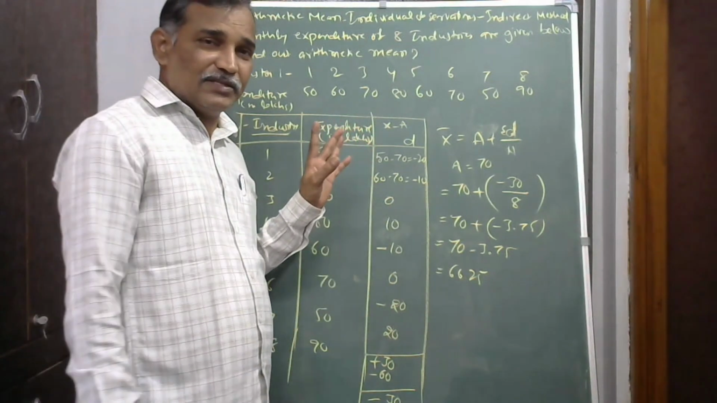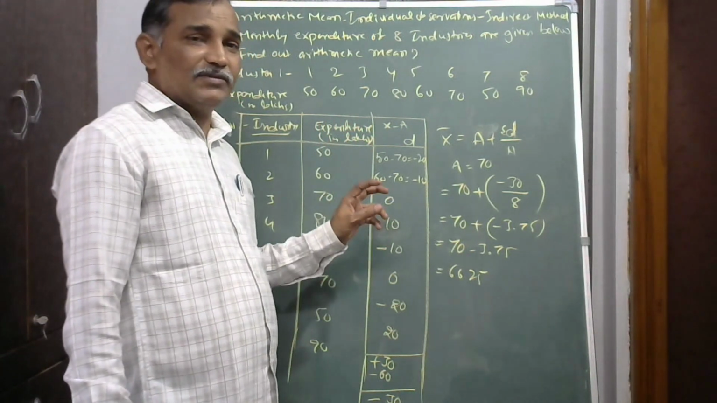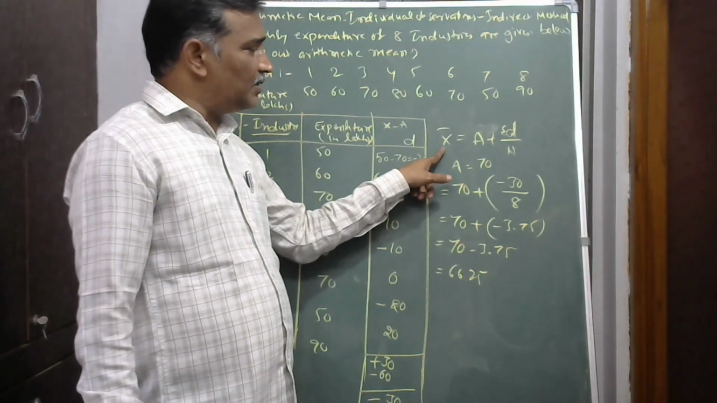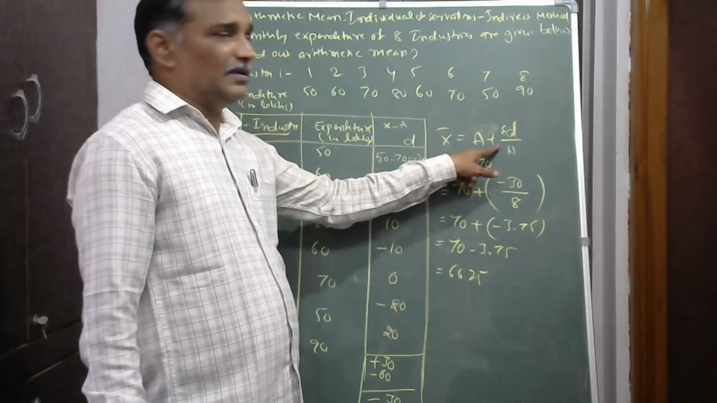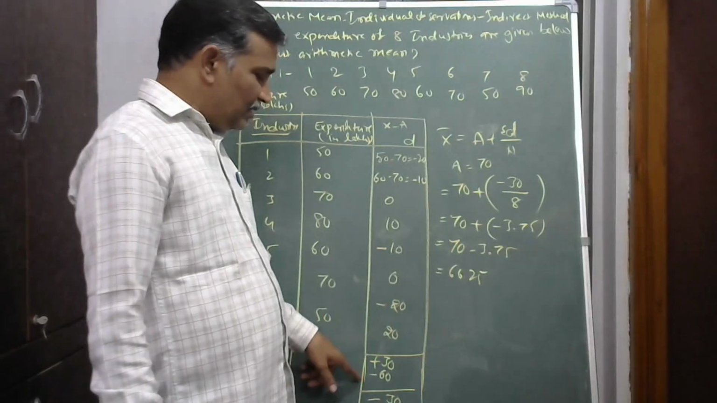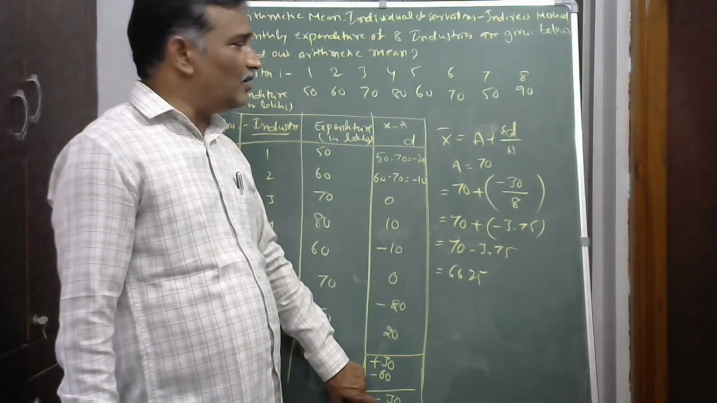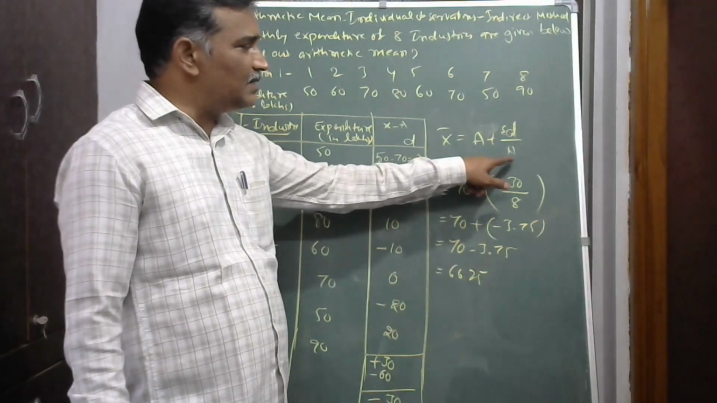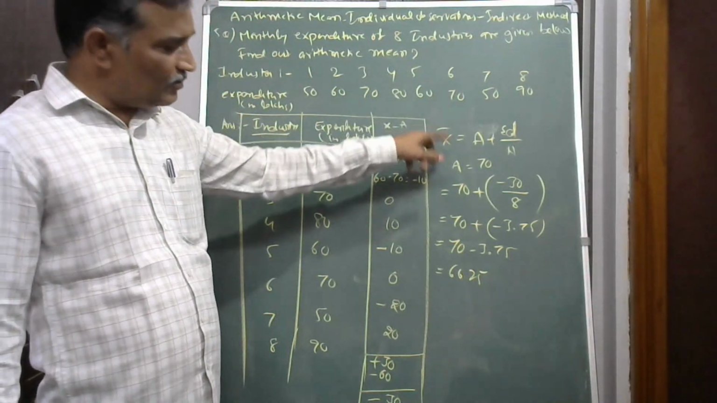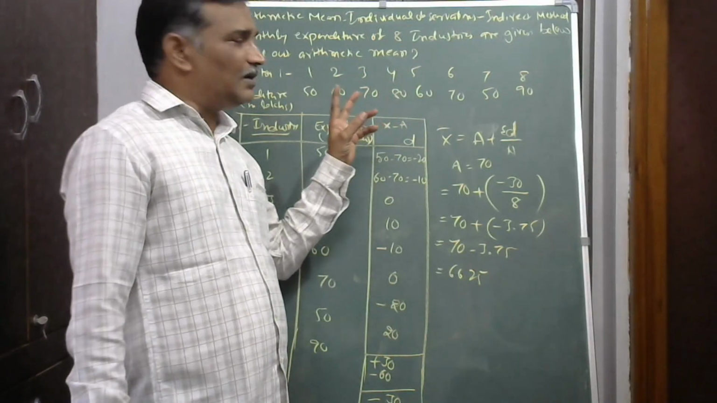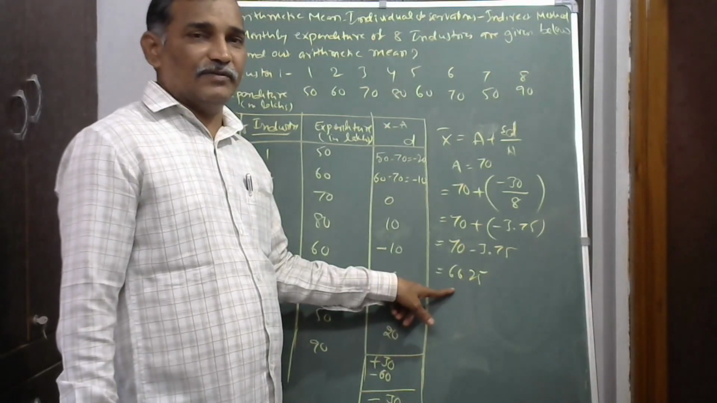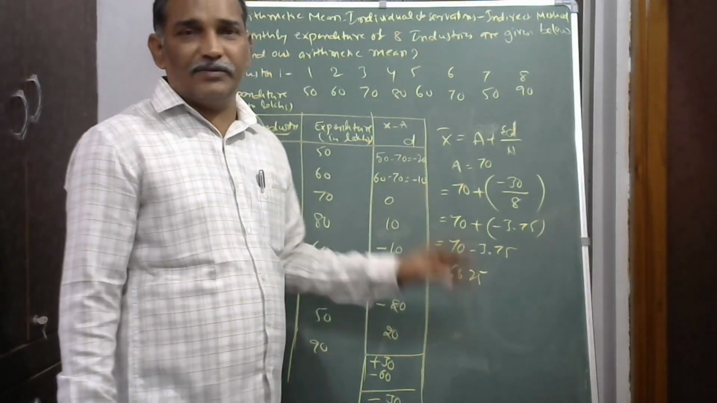After getting these values, we have to substitute them in the given formula. Arithmetic mean is equal to A plus sigma d by n. A is the assumed mean. Sigma d means the sum of the deviations. N is the number of values given, which is 8. So in the entire calculation, at the end the value comes to 66.25. So this is the second problem.